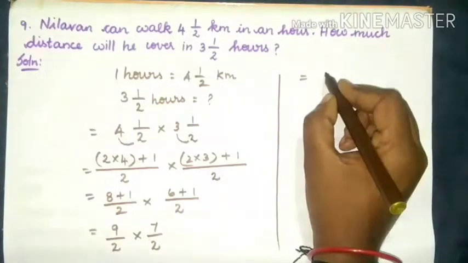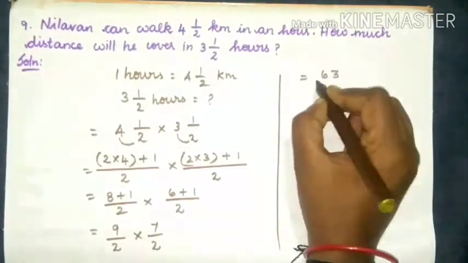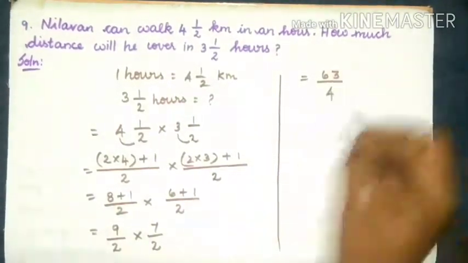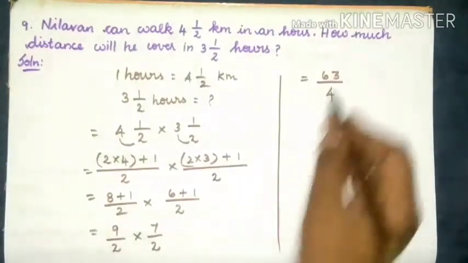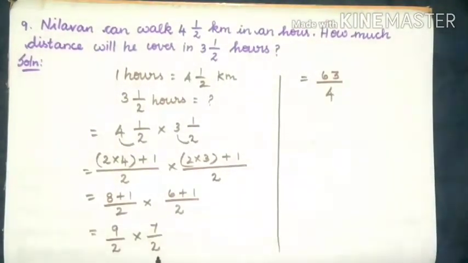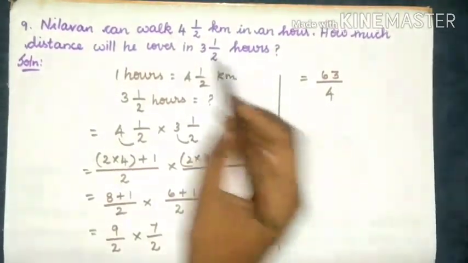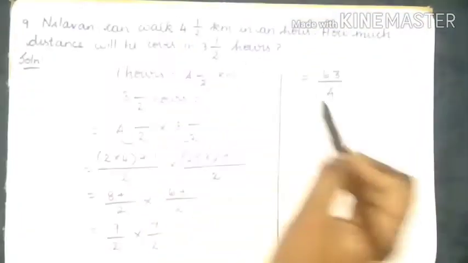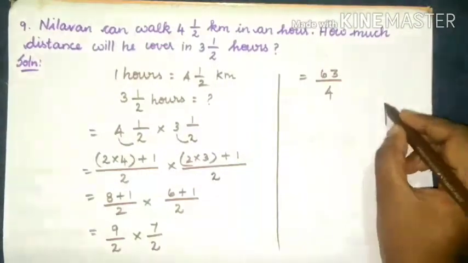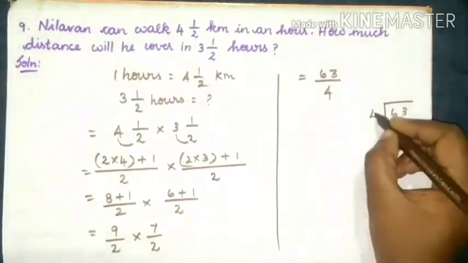9 7s are 63, and 2 2s are 4. See, here the given question is in the form of a mixed fraction, so you have to change this improper fraction into a mixed fraction.